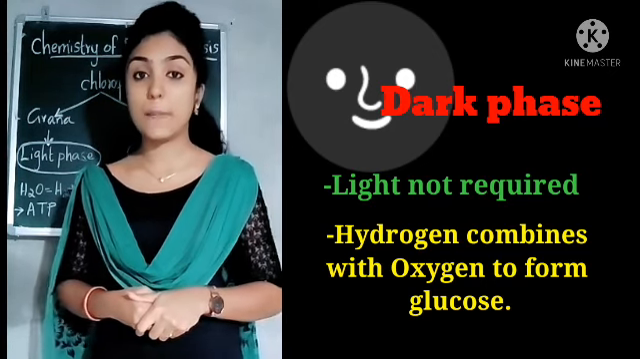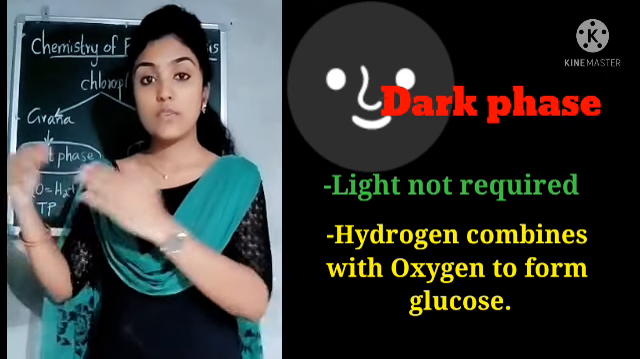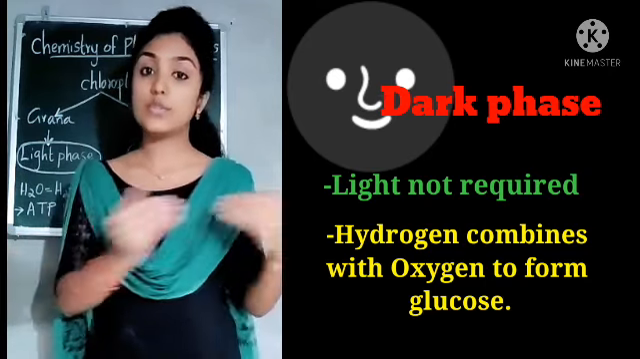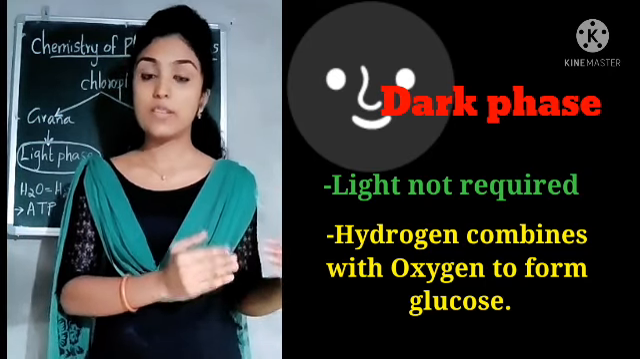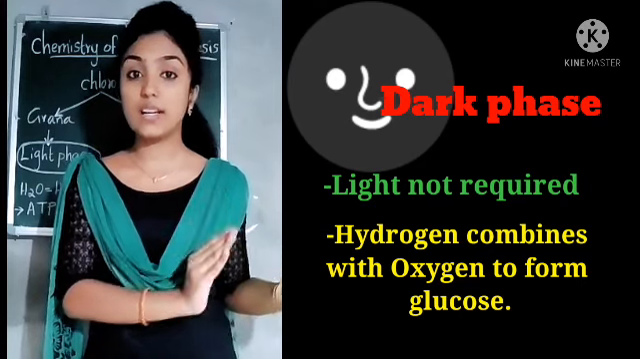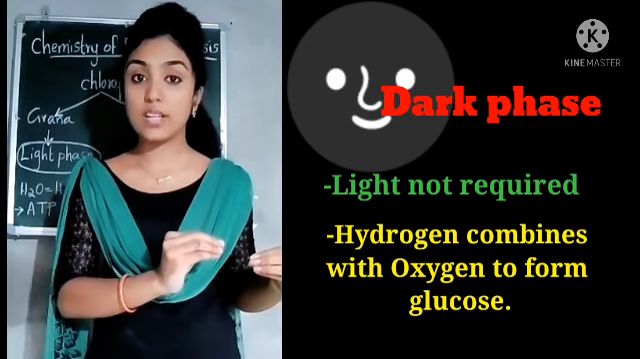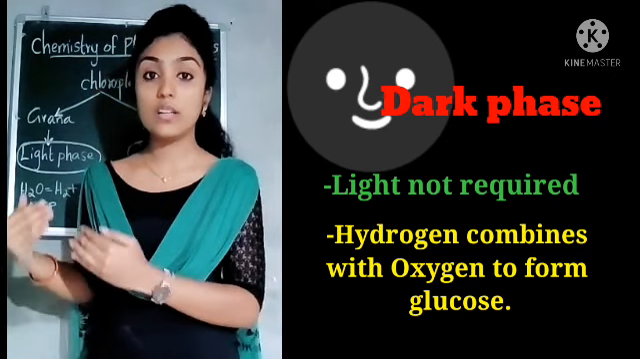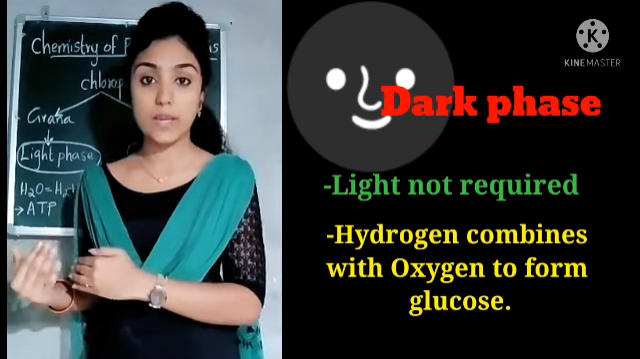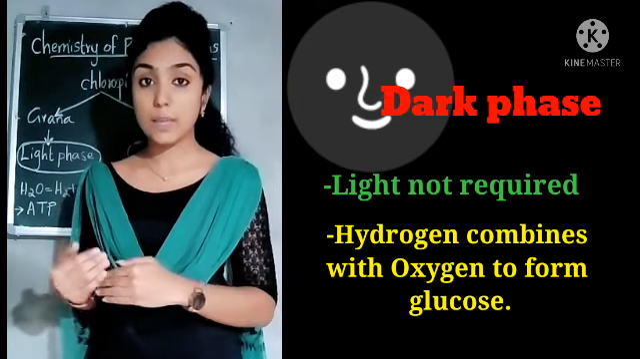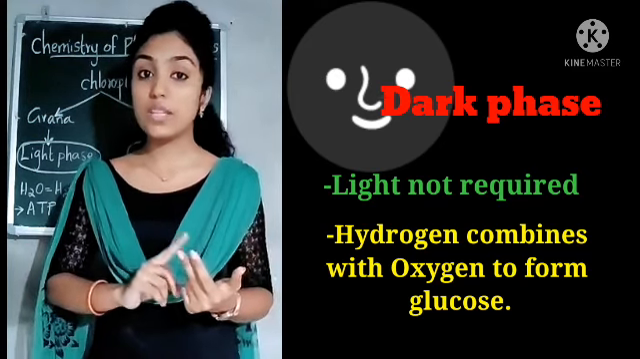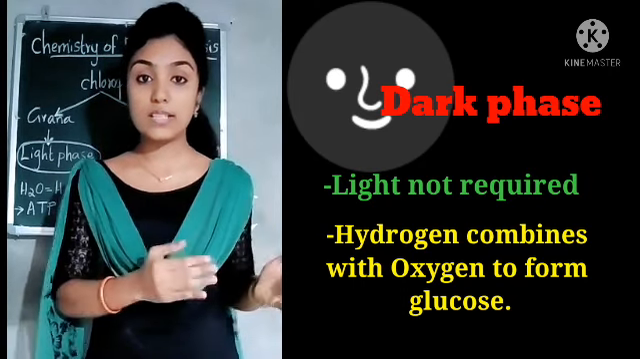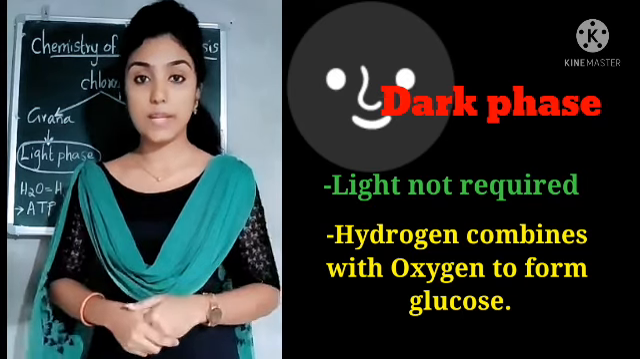Then what changes are happening in the dark phase? We already said that hydrogen moves from the grana to the stroma in the second step. So now the hydrogen is there in the stroma. Then this hydrogen combines with carbon dioxide with the help of ATP, or the energy stored in the form of ATP, and glucose is produced. So by this step, the entire process is completed.